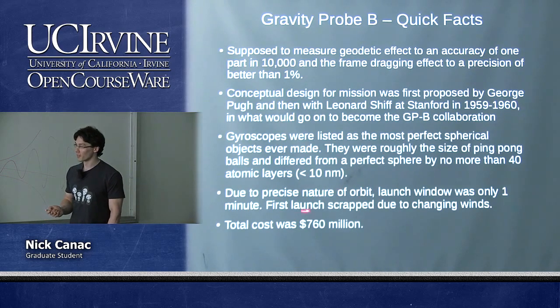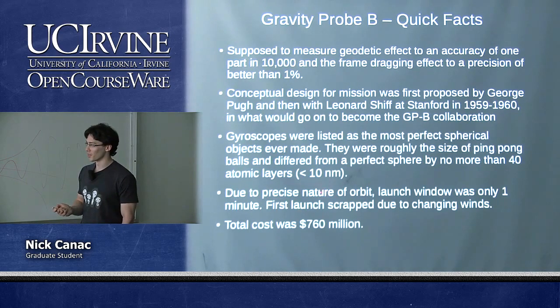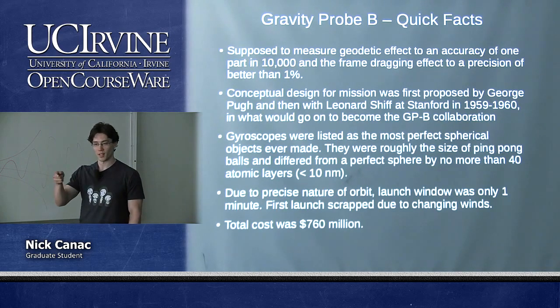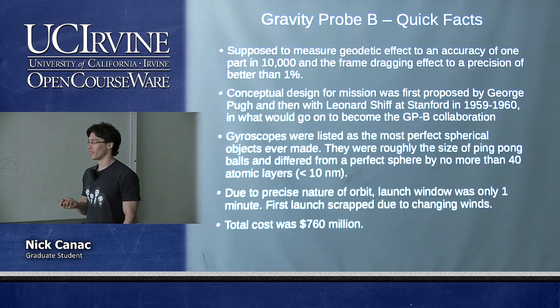Another kind of annoying thing was, because the orbit had to be very precise, exactly over the poles, their launch window was only 1 minute, and so the first launch had to get scrapped because there were some changing winds in the atmosphere. And we got all of this for the low, low cost of $760 million.